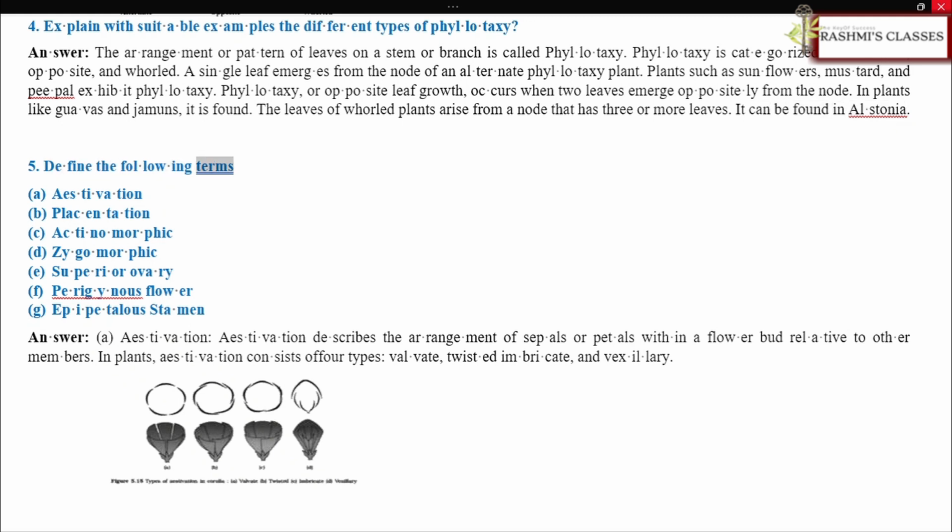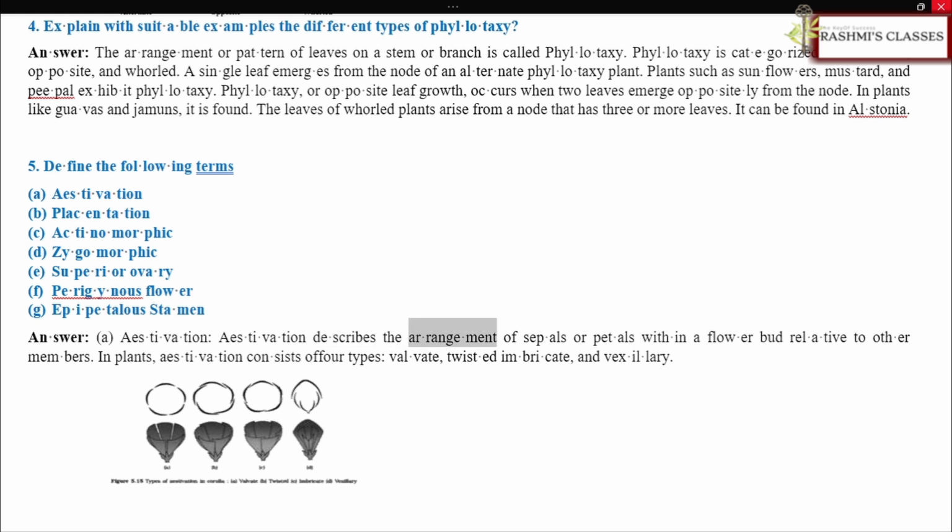Define the following terms. Estivation. Placentation. Actinomorphic. Zygomorphic. Superior ovary. Perigynous flower. Epipetalous stamen. Answer. A. Estivation.